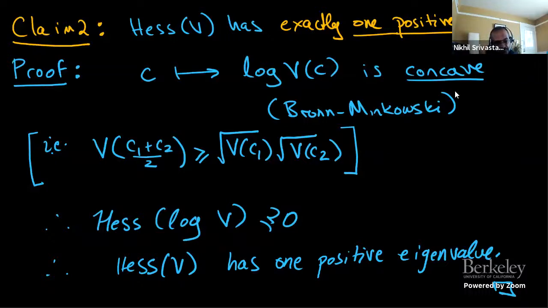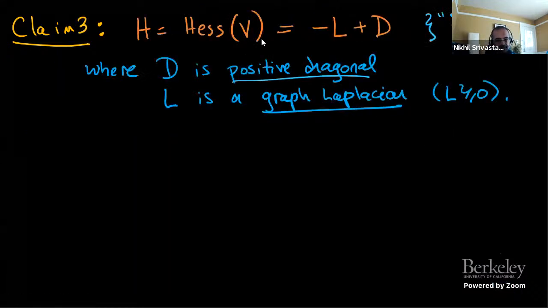Okay. Now it sounds like we're heading in the right direction, right? We have a generalized adjacency matrix. We know something about its eigenvalues, namely that exactly one of them is positive. But really, we need a spectral gap, right? We need a quantitative bound. So how do we do that? That will be claim 3, which is just a little observation.